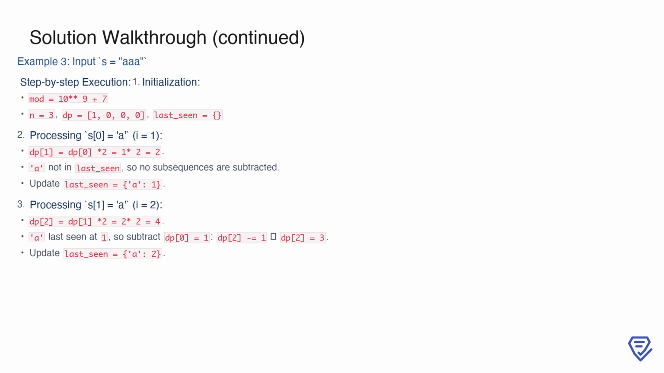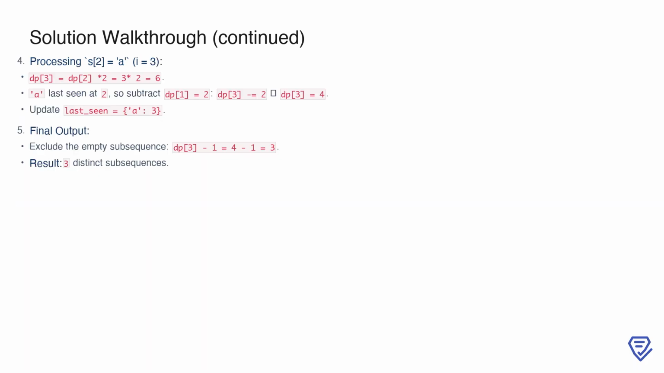Processing the first character a, dp1 is calculated as dp0 multiplied by 2, which equals 2. Since it is new, no subsequences are subtracted, and we update last_seen to record a at position 1. For the second character a, dp2 is calculated as dp1 multiplied by 2, which gives 4. However, since a was last seen at position 1, we subtract dp0, which is 1. This makes dp2 equal to 3. We then update last_seen to mark a as last seen at position 2.